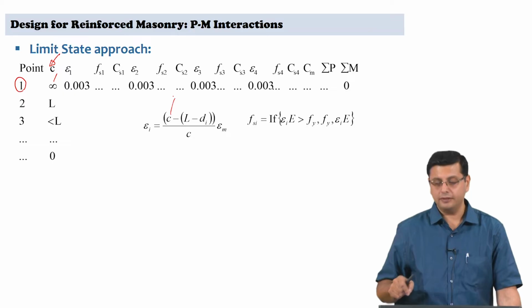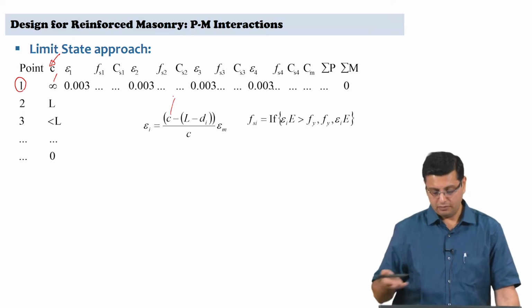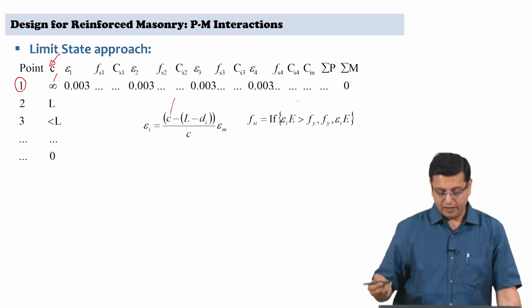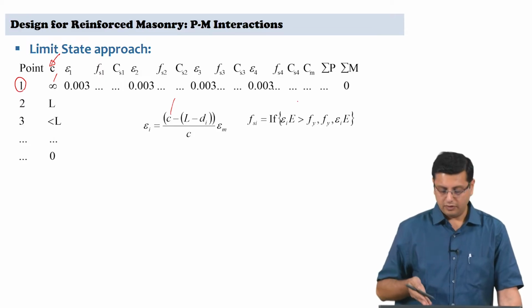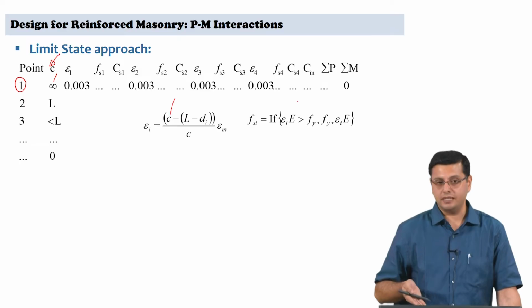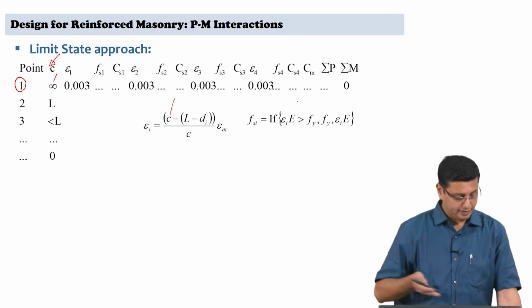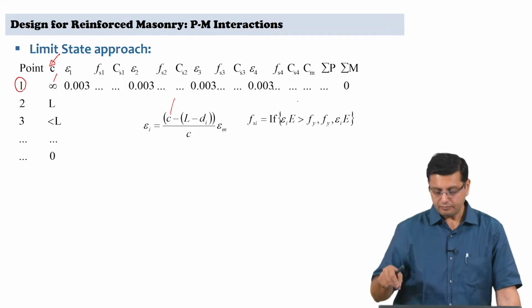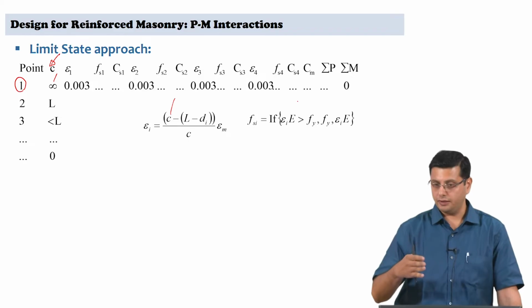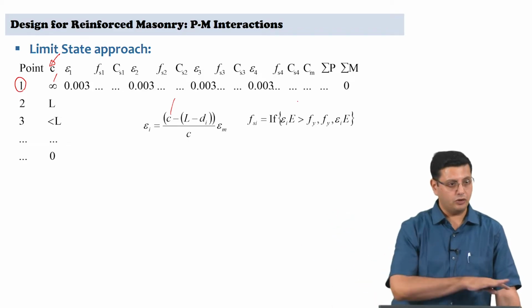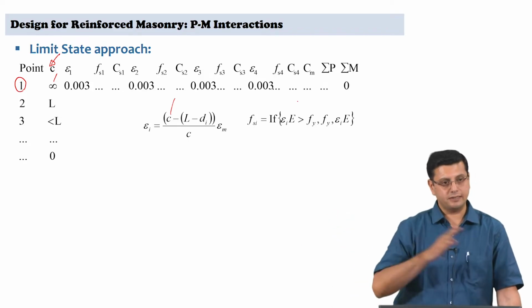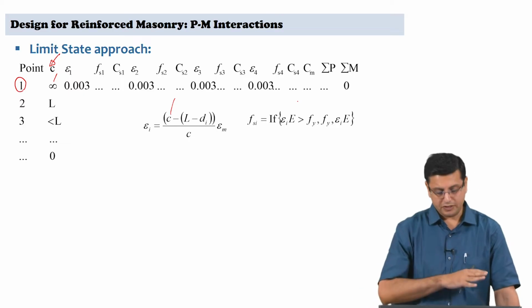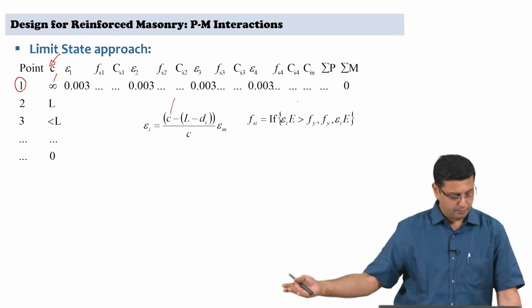Correspondingly, you will estimate the stress with an assumption of what the modulus of elasticity is. So, here the modulus of elasticity of steel has to be assumed, and you will estimate the force in each bar. Mind you, we are in the limit state approach. The concept of modular ratio is out of the picture now, and we are working on strains and then moving on to the steel stresses and the masonry stresses.